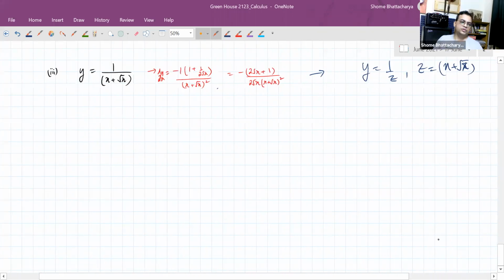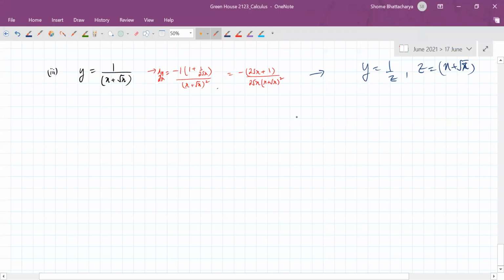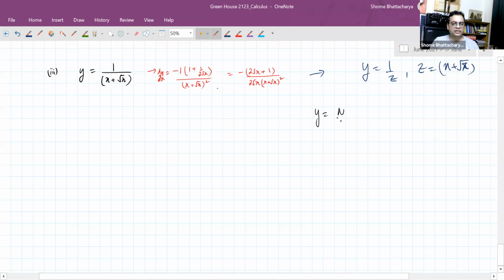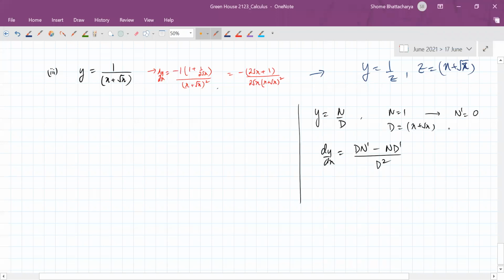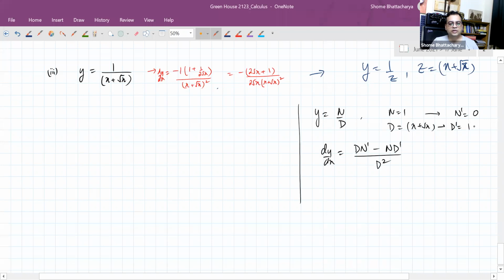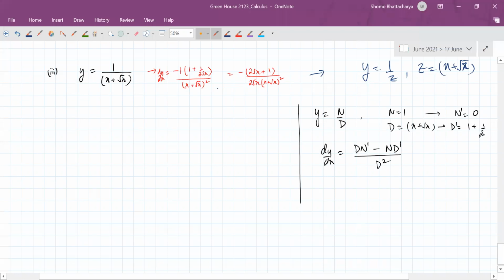I don't think so, because see, quotient rule we can directly use also. We can even treat this like this, that y is equal to some numerator divided by denominator, where the numerator is equal to 1, a constant, and the denominator is equal to x plus root x. So you can also use this method without rationalizing only. You can write dy by dx as denominator into differential of numerator minus numerator into differential of denominator, divided by denominator square. Now you can see that the numerator's differential will be 0 because it's a constant, and for the denominator's differentiation, just differentiate this term. So x's differentiation is 1 and root x's differentiation is 1 by 2 root x.